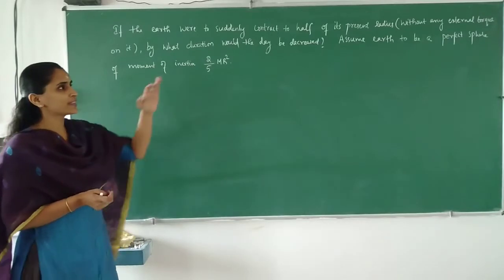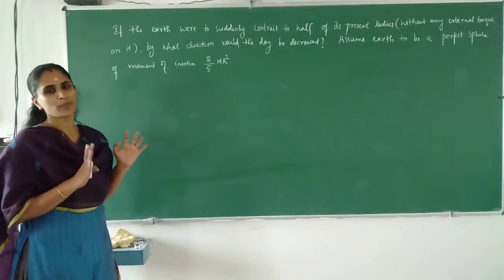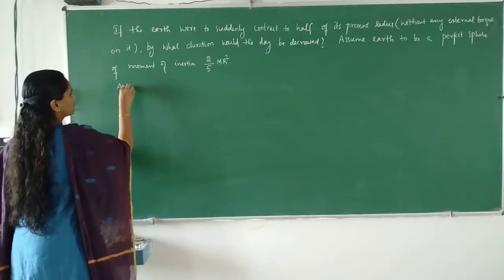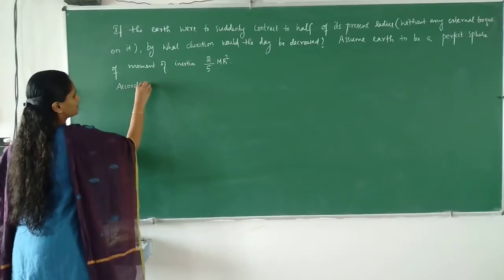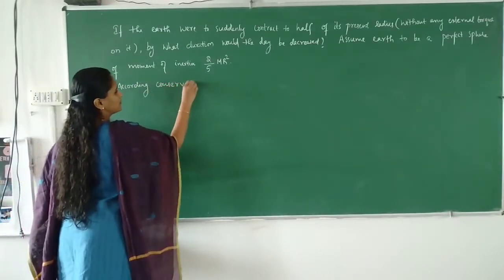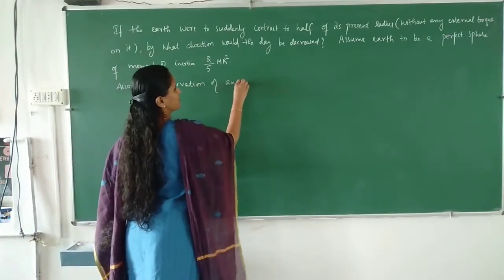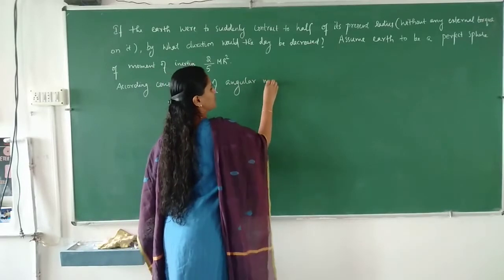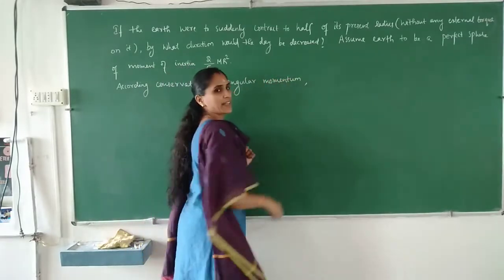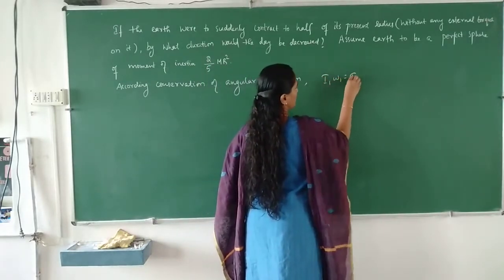So how to find it? It is given that there is no external torque, so we can write that angular momentum is conserved. According to conservation of angular momentum, we can write I1 omega 1 is equal to I2 omega 2.